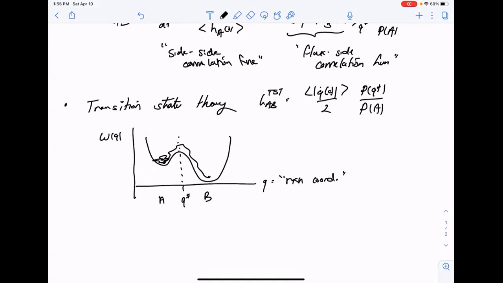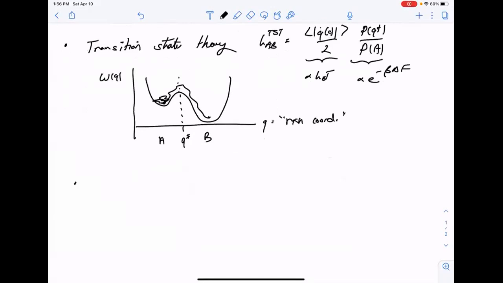Provided that identification of the relevant reaction coordinate, one can compute transition state theory from purely thermodynamic expectations. This ratio here is going to be given by a ratio of, or a difference in free energies. The flux is just a thermal flux that's going to be proportional to kBT, maybe the mass of that mode, etc.